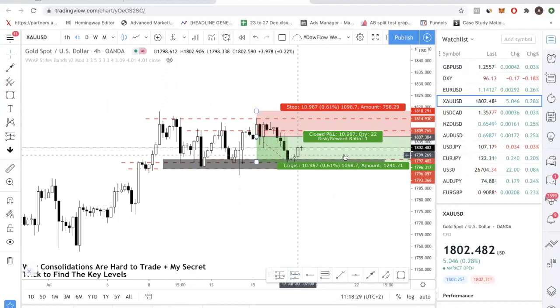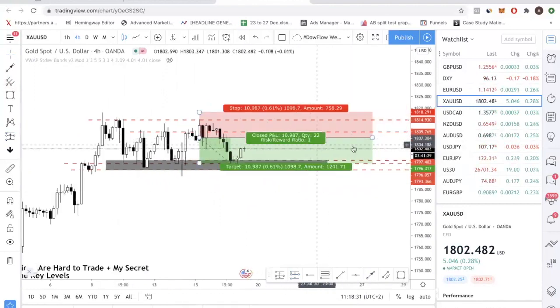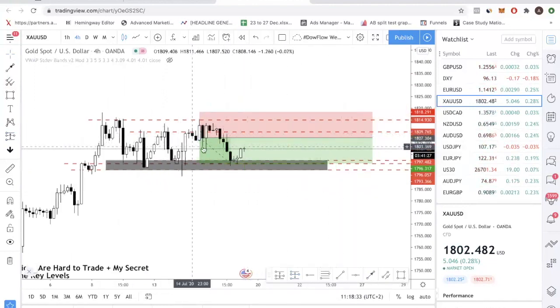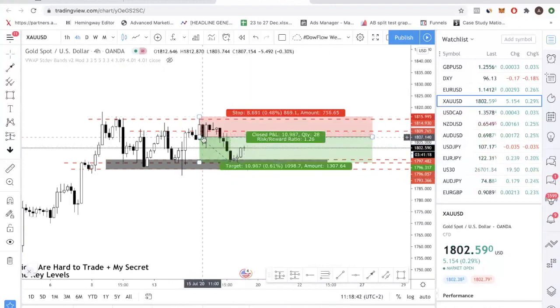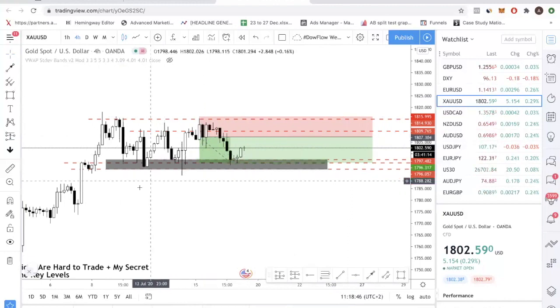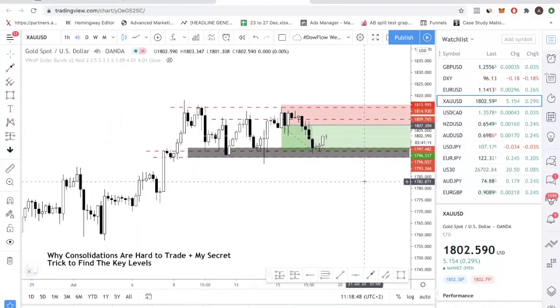The risk reward is not too good. Personally, I wouldn't have taken this trade with this kind of risk reward. Maybe I would have just played with it a bit tighter, something like this. But then again, the reward is still not too good. But this is just to demonstrate to you how you actually find the key levels in the consolidation.